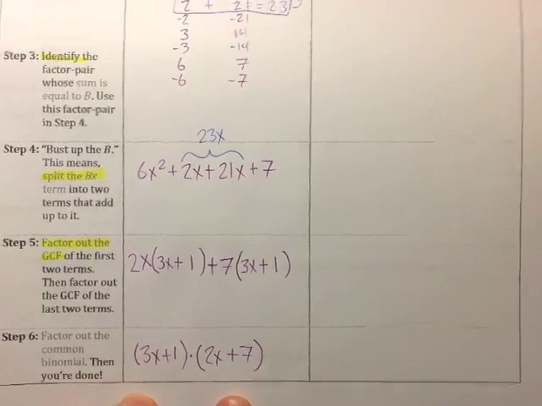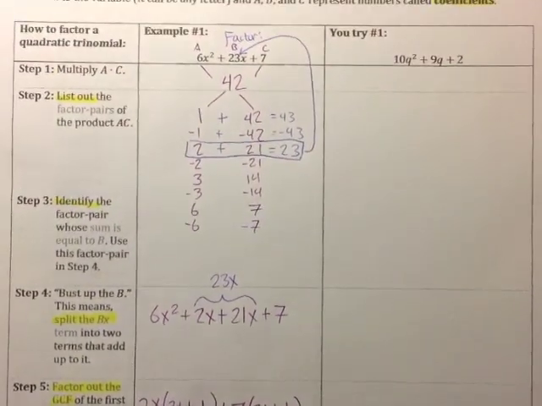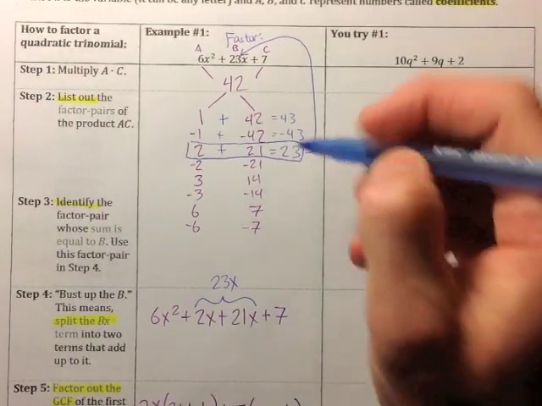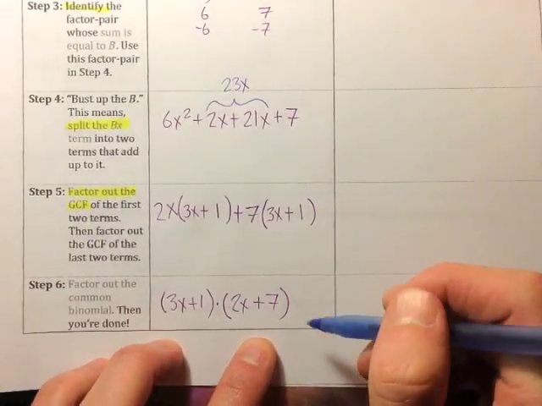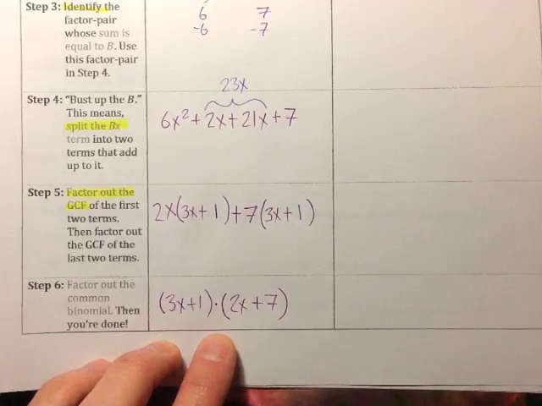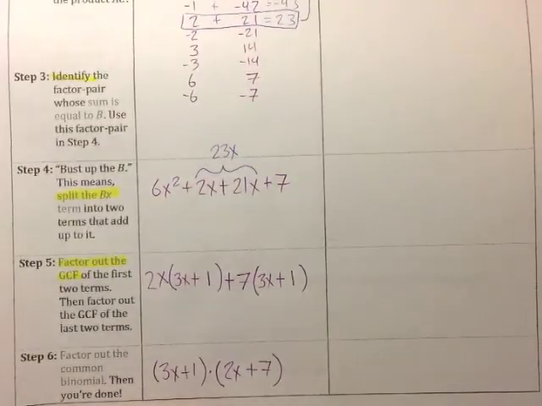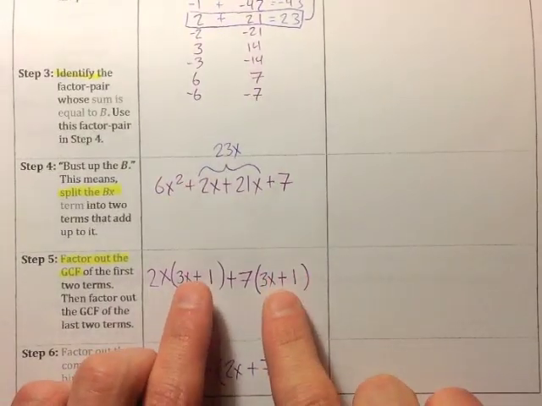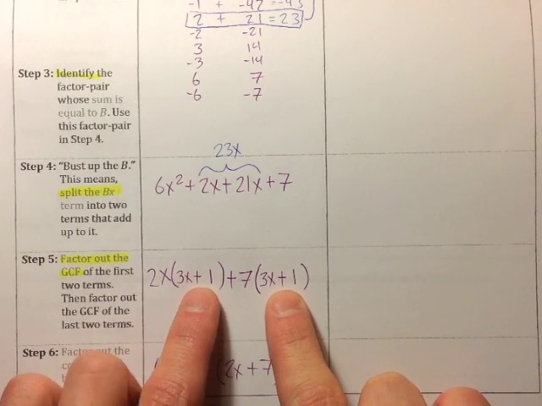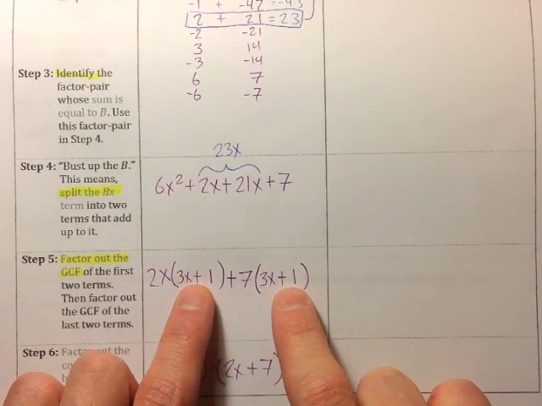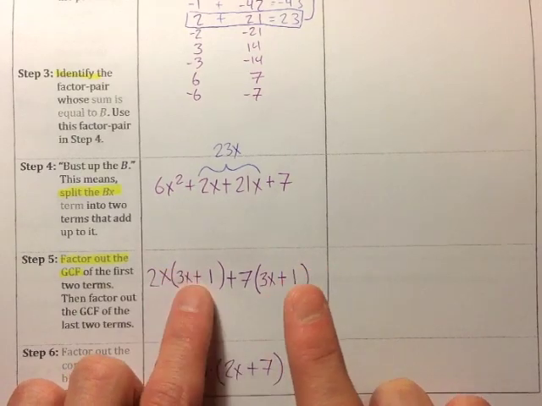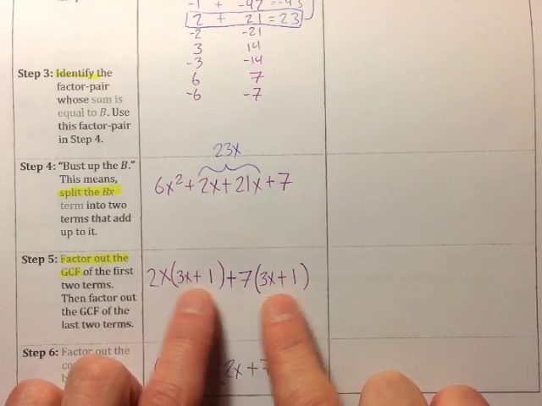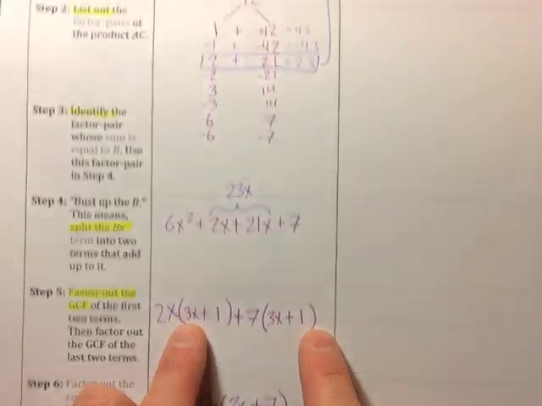Now, I hope you realize, first of all, how difficult this is. Difficult in the sense that there's a ton of steps and there's a lot of possible ways to go wrong. But also, look at how cool it is. Look here, the 3x plus 1 just magically popped out of nowhere in both places. Isn't that cool?